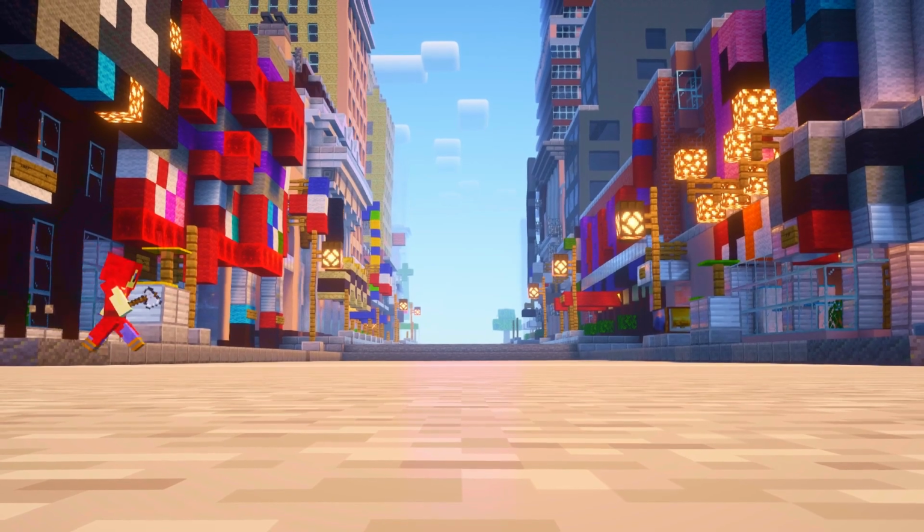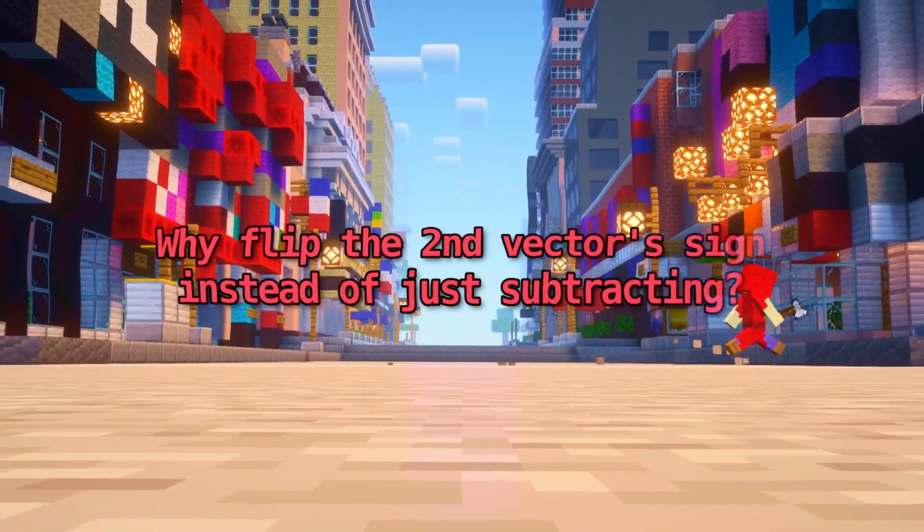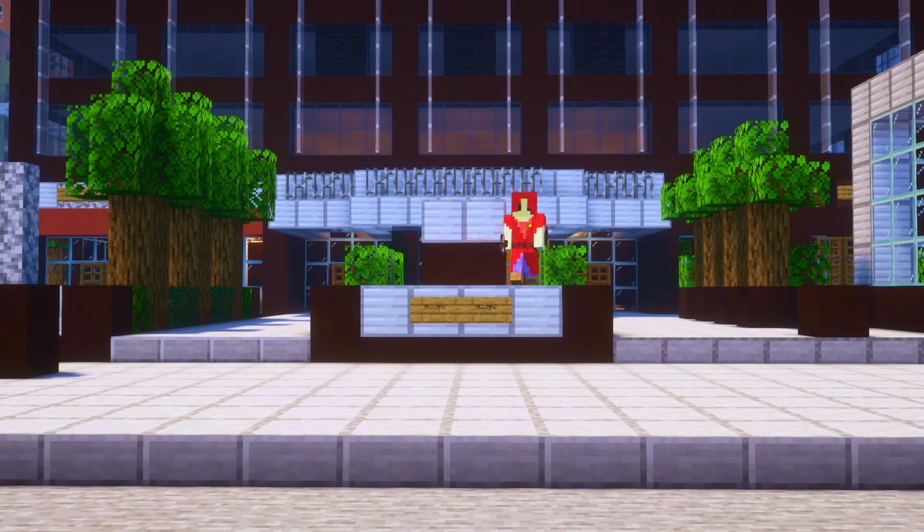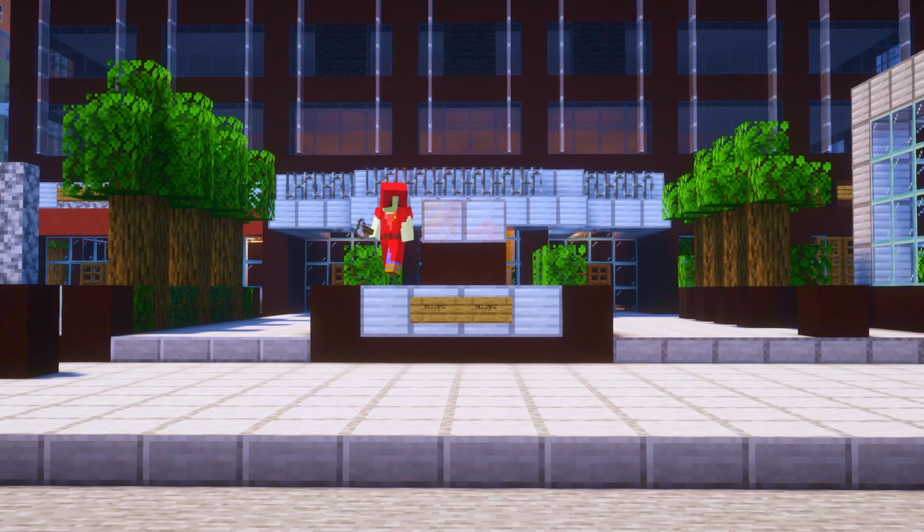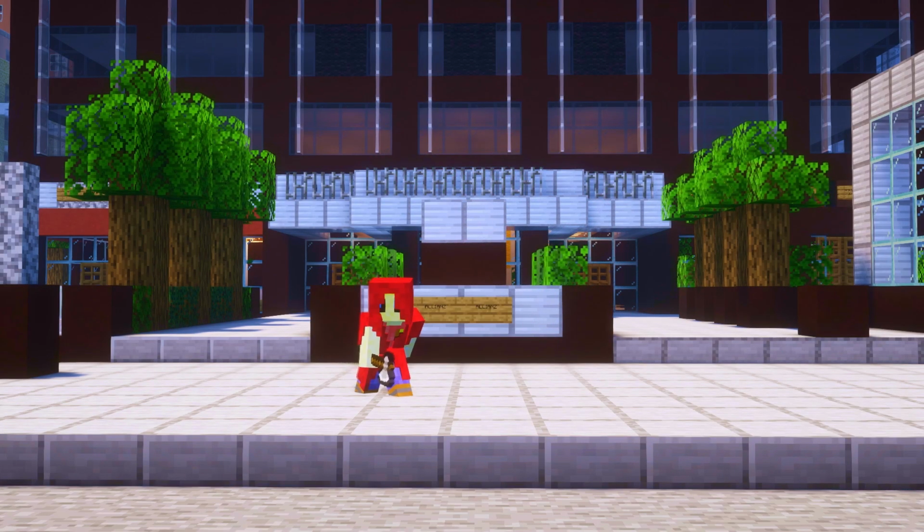Subtraction. Why flip the second vector's sign instead of just subtracting? Well, actually, physicists don't subtract vectors, only add them when they're facing the opposite direction, so the two cancel one another out in some way, shape, or form.